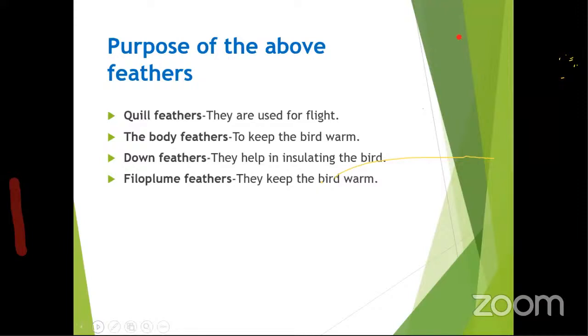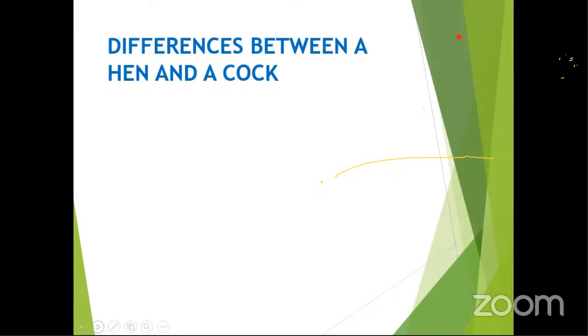This is where we are going to give very many answers again, because the next thing that we are going to discuss is the differences between a hen and a cock. That's what we need to talk about. I see some are seriously copying, but still, you can have another time for that. Differences between a hen and a cock.